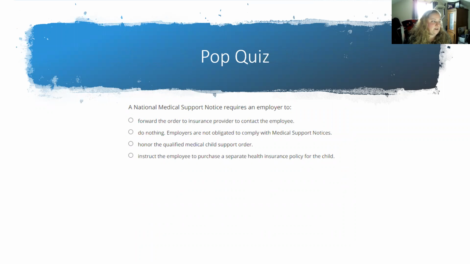Okay, so a national medical support notice, I didn't really talk about support orders, sorry. If you get a support order, it requires you as the employer to comply if you offer health insurance to your employees. So if you get a national medical support notice, it requires the employer to, one, forward the order to the insurance provider to contact the employee. Nope. Two, do nothing. Employers are not obligated to comply with medical support notices. Nope, that's not it either. Honor the qualified medical child support order or instruct the employee to purchase a separate health insurance policy for the child. So you have to honor it. That's what you have to do. So it's the third one.